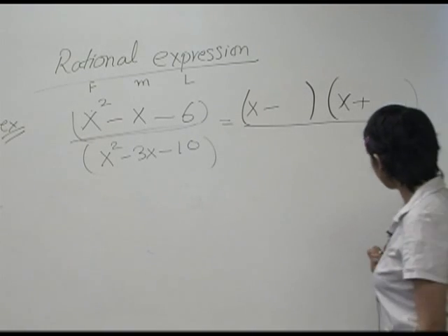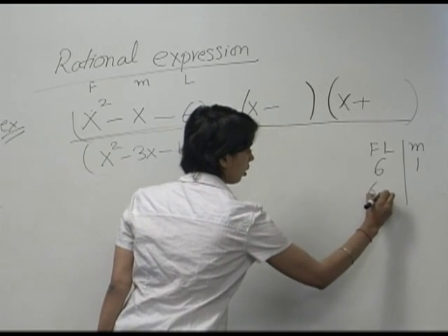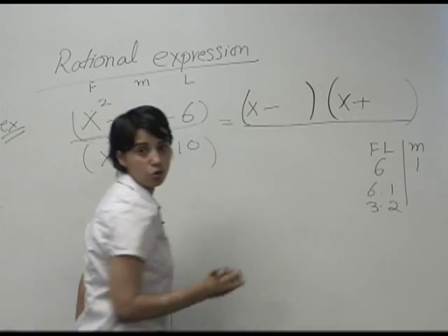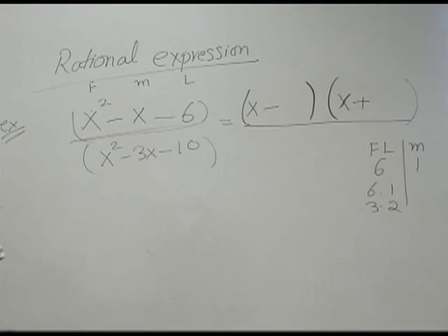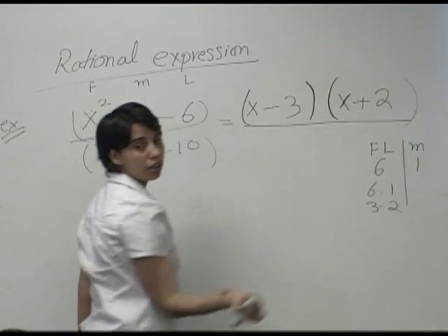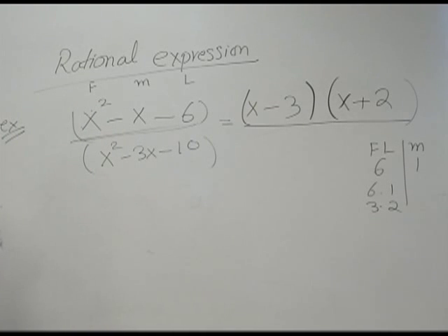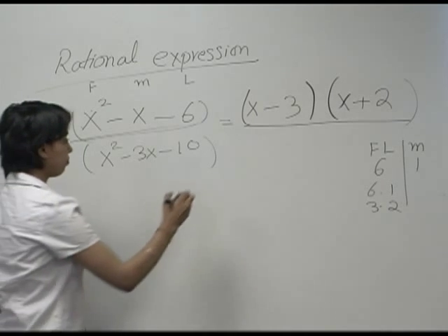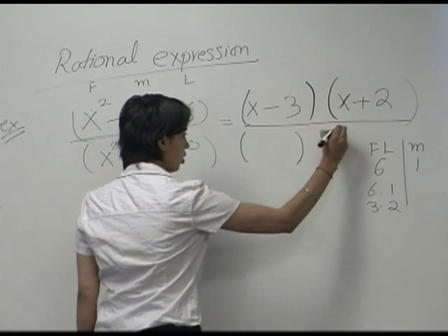So what two numbers do you subtract to get 1? 3 and 2. So the bigger number goes first and the smaller number goes second. And that's your factoring. Same thing we're going to do with the other one on the bottom. So you put the parentheses.